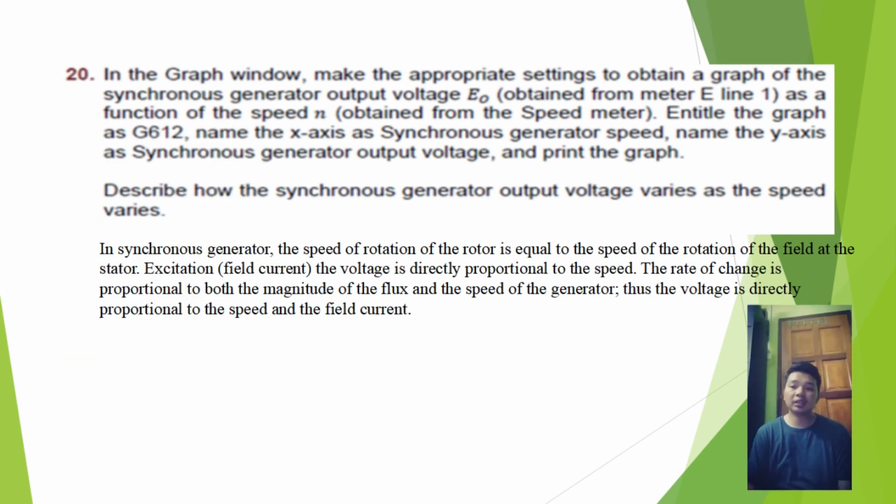Describe how the synchronous generator output voltage varies as the speed varies. In a synchronous generator, the speed of rotation of the rotor is equal to the speed of rotation of the field at the stator. With constant excitation field current, the voltage is directly proportional to the speed. The rate of change is proportional to both the magnitude of the flux and the speed of the generator. Thus, the voltage is directly proportional to the speed and the field current.